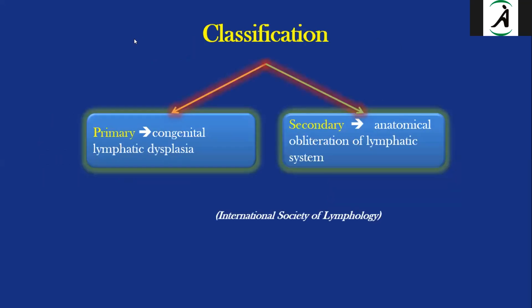According to the International Society of Lymphology, it is classified into two types. First is primary, the second is secondary. What is primary? Primary is congenital, lymphatic dysplasia. From birth itself, there is damage or poor development of the lymphatic system. From birth itself, there is a problem. So that is primary lymphedema. The secondary is anatomical obliteration of the lymphatic system.